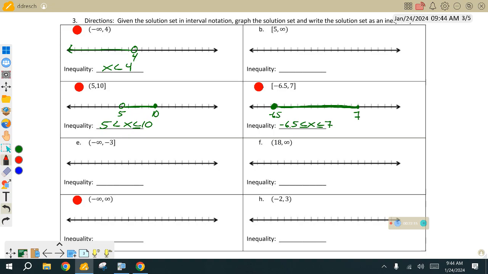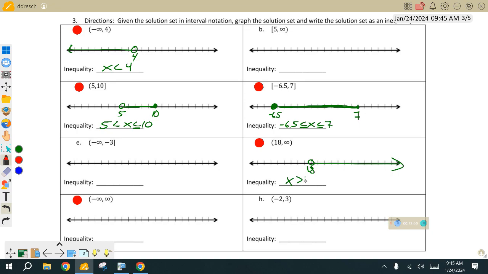Now we're back to the infinities. I'm going to drop down and do F real quick, so we remember our infinities. So let's do F right below that. Back to 18: 18 to infinity. So 18, open or closed? And which direction do we go based off that 18 to infinity? To the right, because we want positive infinity. And when we say to the right, that means what type of inequality symbol?